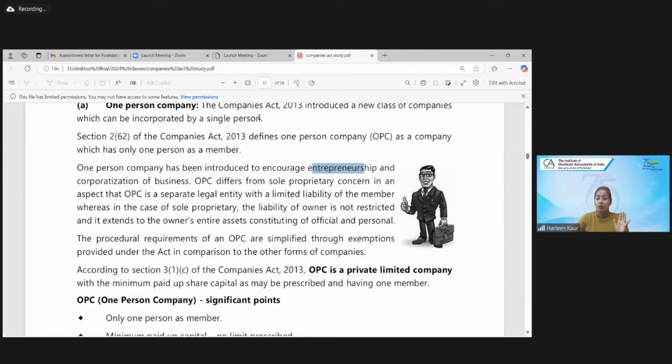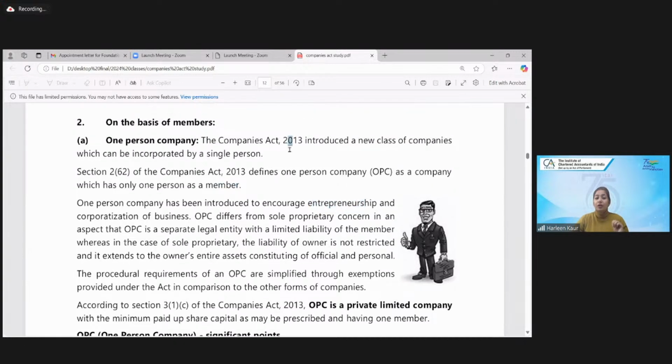So what did the government think of coming up with? The government thought of introducing a new class of company which can be formed by a single person. Just to encourage entrepreneurship and corporatization of business, instead of opening a sole proprietorship, he was given the advantage of a legal entity with limited liability, and hence he was told to open up a one-person company. So this Uncle Ji opened a one-person company having a separate legal entity with limited liability.